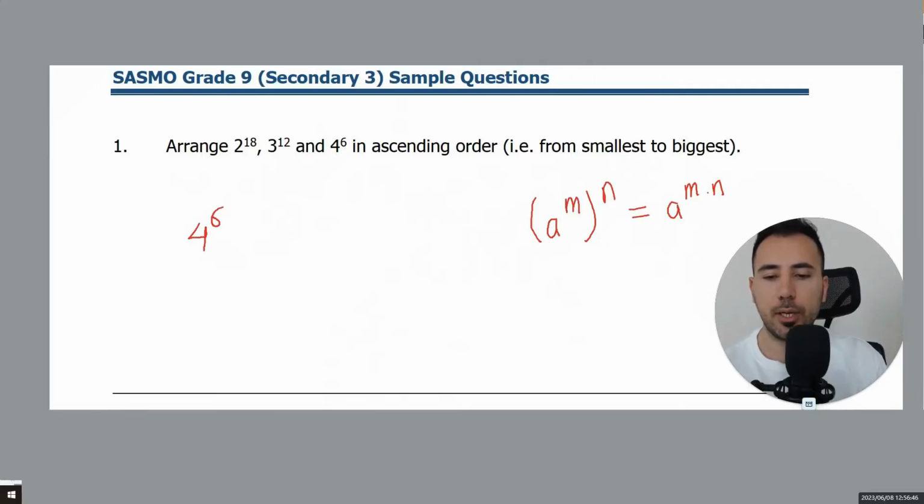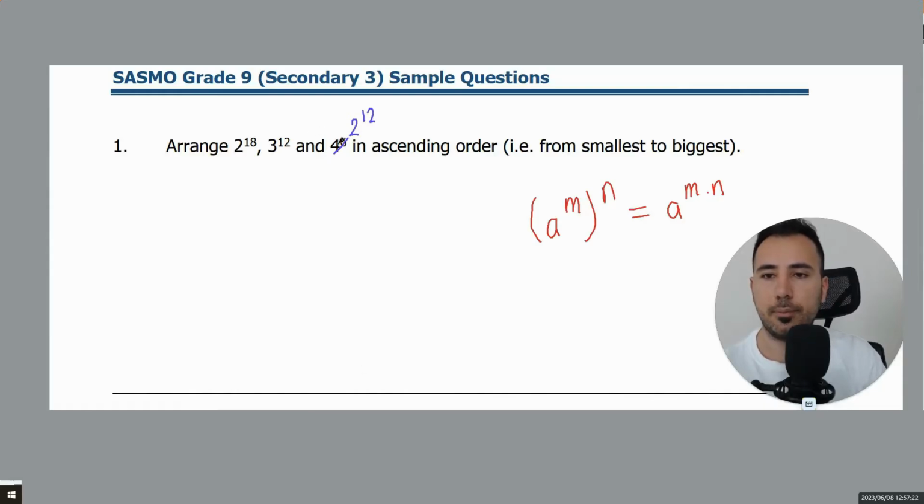Okay, we know that 4 is also equal to 2 to the 2nd power. And this 6 will be copied and pasted here. So now, according to this rule, we just need to multiply them. So this is the same as 2 to the power of 12.